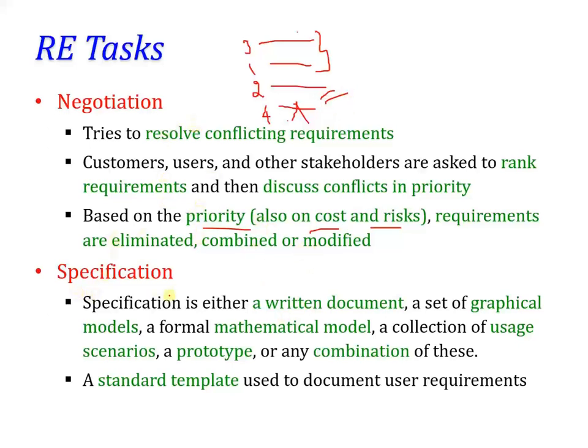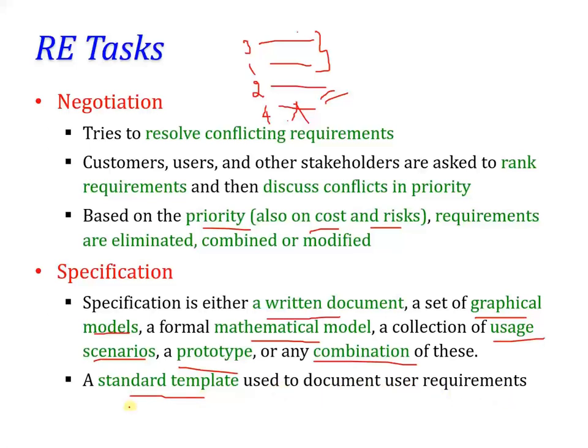And the next phase is called specification. This is where we will be documenting our requirements. It can be a written document, or we can introduce some graphical models, that is diagrams. We can introduce some mathematical concepts or models, or it can be a collection of user scenarios, which I told you are use cases. We can even have a prototype. I've also already told you a prototype is a model, like those present in some hotels or shopping malls, or it can be a combination of all these. Here we need to go for a standard template in order to document these user requirements.